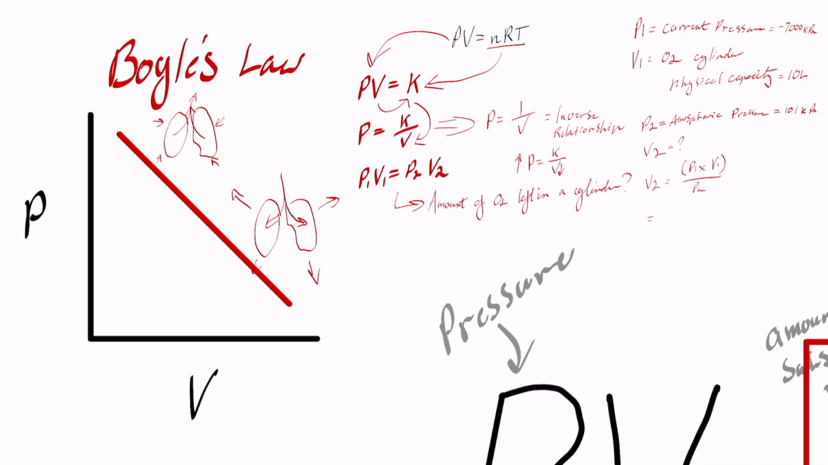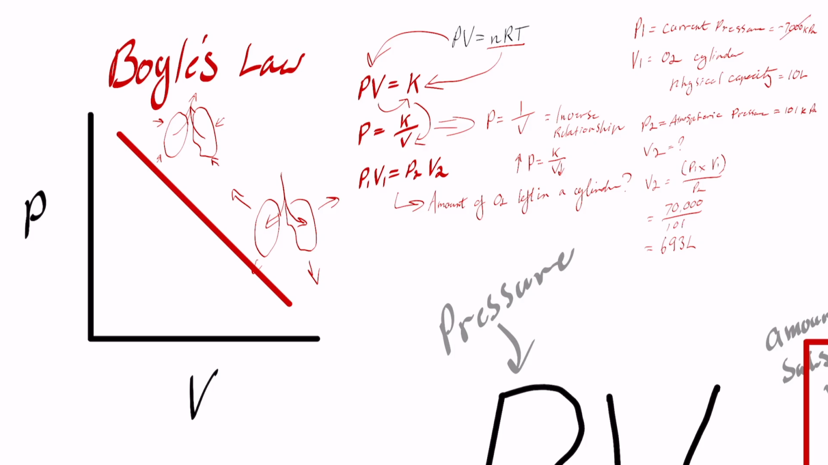Now we know that it's 7,000 times 10 liters for the top part of the equation, because it's P1 times V1. So this is 70,000. And then you divide it by atmospheric pressure, which is 101 kilopascals, which gives 693 liters of oxygen that's in our tank.